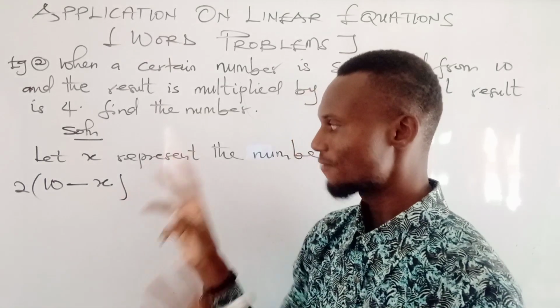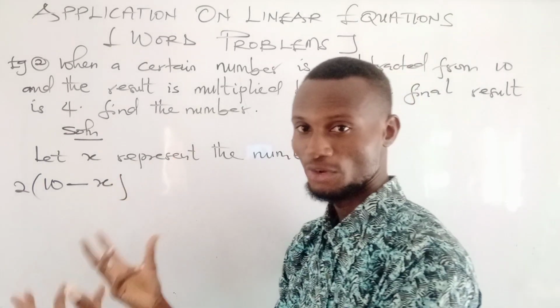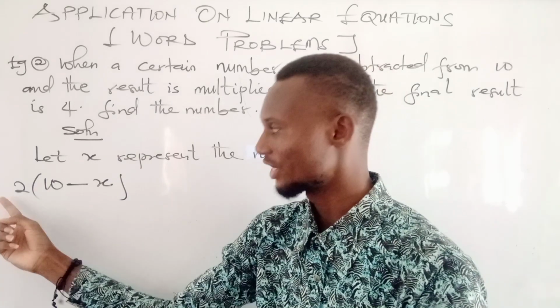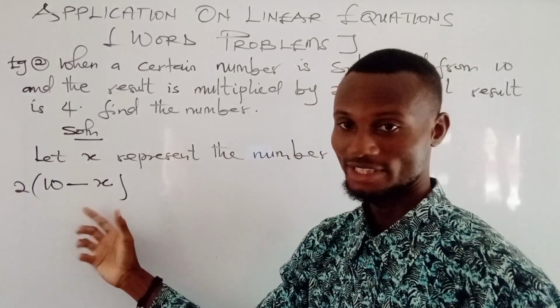So first we had 10 minus S, and it says that result is being multiplied by 2, which is resulting in this, which is 2 times 10 minus S.